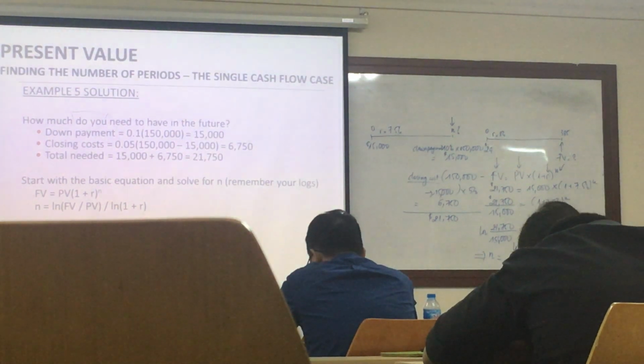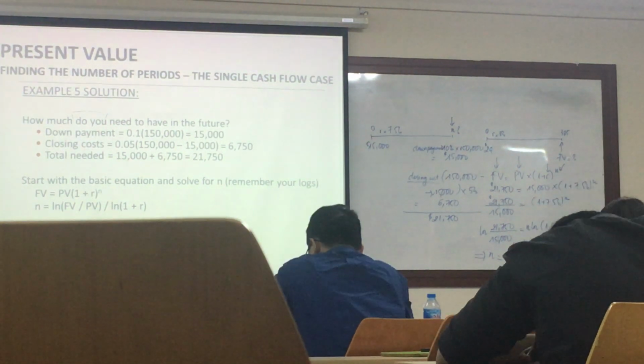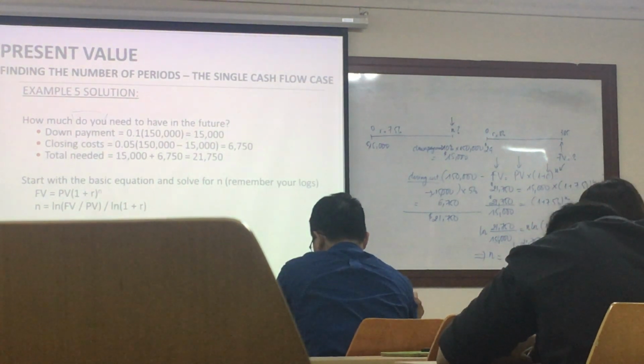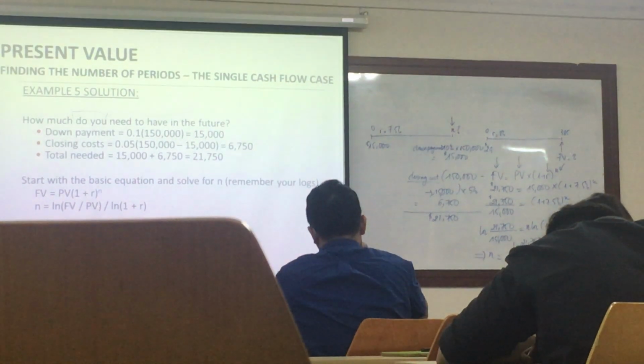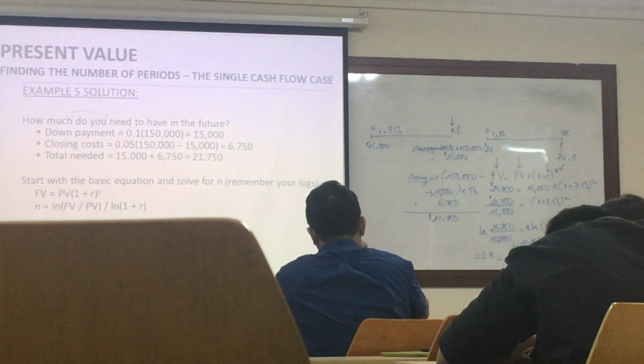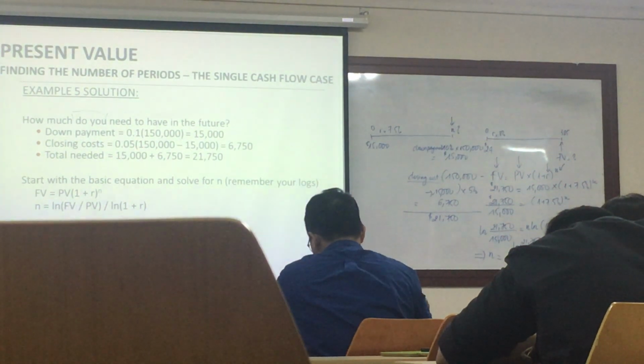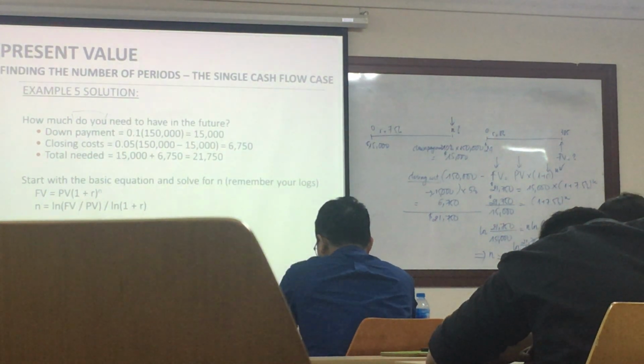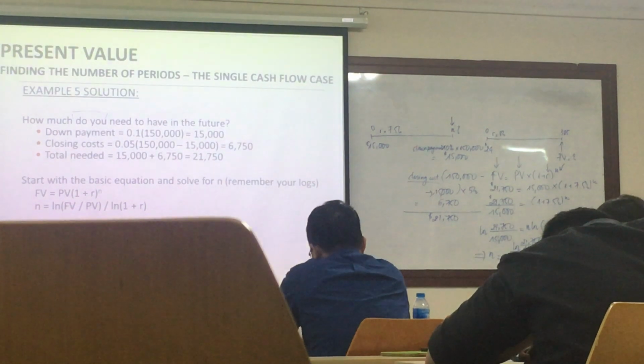So for this single cash flow case, there will be 4 types of problems. You can find the future value, you can find the present value, the interest rate, and also the number of periods. So this is the simplest one. The cash flow occurs only once.